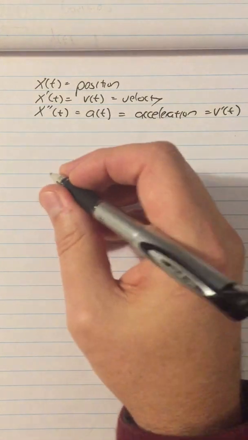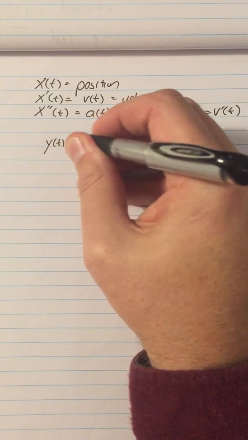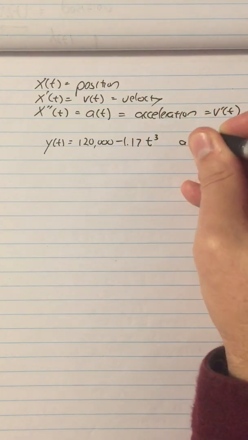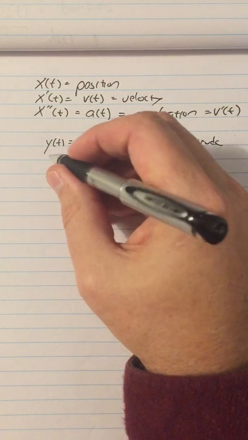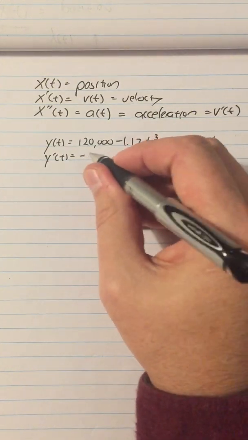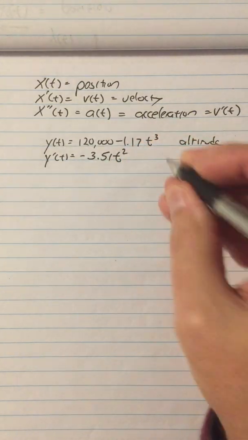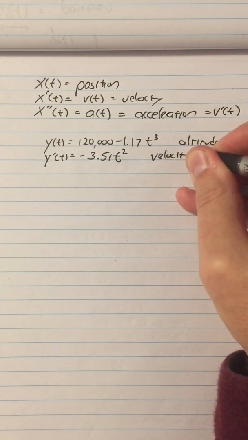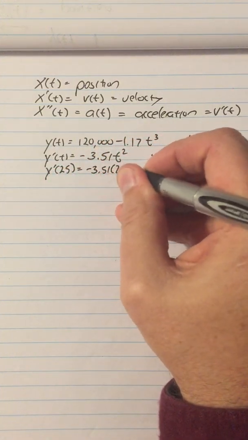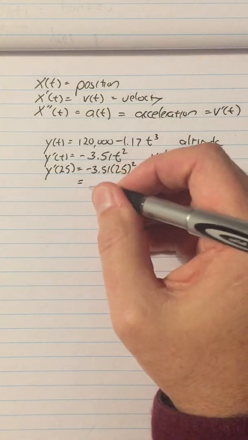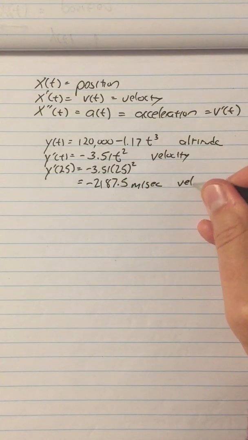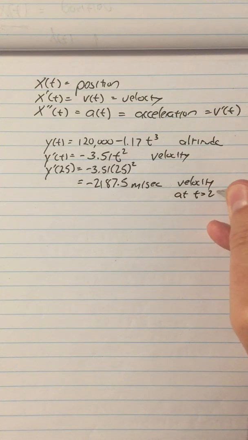So with this information, if we go back to our Mars probe that had y of t equals 120,000 minus 1.17 t cubed, that's our altitude, right? Then, things we can say are that y prime of t, we can just very instantly say, what's 3 times 1.17? It's negative 3.51 t squared. That is velocity. And so we can say specifically that y prime of 25 is negative 3.51 times 25 squared, and that equals negative 2187.5 meters per second, and that is the velocity at t equals 25 seconds.